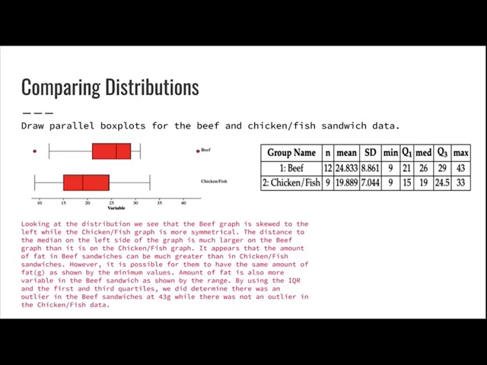Amount of fat is also more variable in beef sandwiches, as shown by the range. By using the IQR and the first and third quartiles, we did determine that there was an outlier in the beef sandwiches at 43 grams, while there was not an outlier in the chicken fish data.